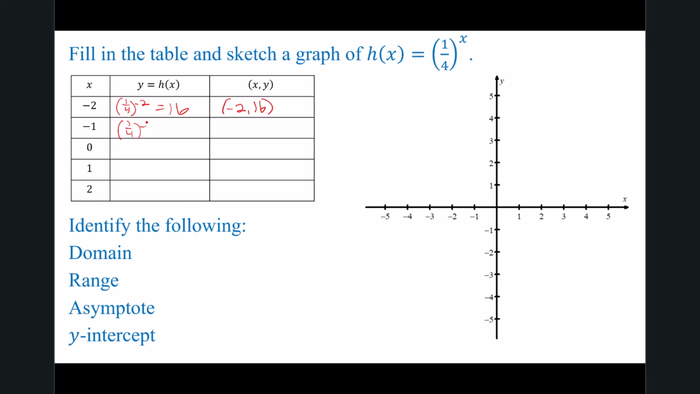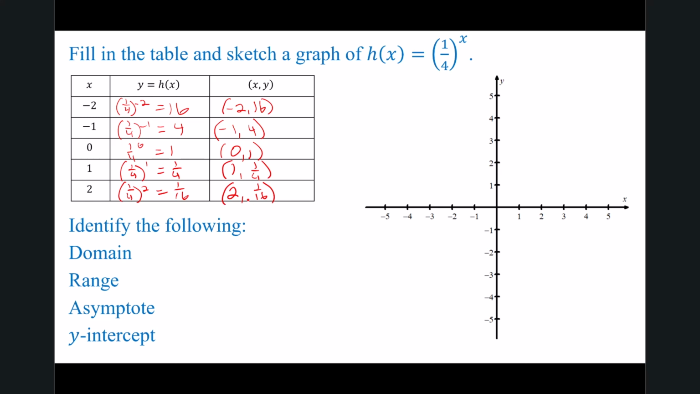1/4 to the negative first power is 4, so negative 1, 4. 1/4 to the 0 power is 1, so 0, 1. 1/4 to the first power is 1/4, and 1/4 to the second power is 1/16, so the point 2, 1/16.